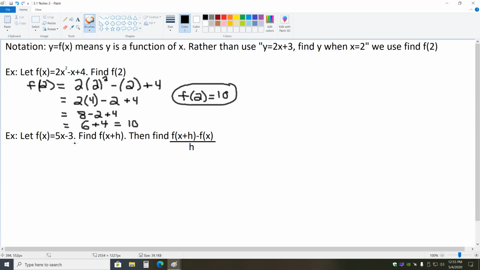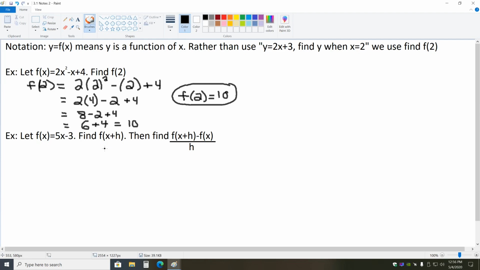For the next one, we have f of x equals 5x minus 3. We want to find f of x plus h, and then we want to find f of x plus h minus f of x all over h.